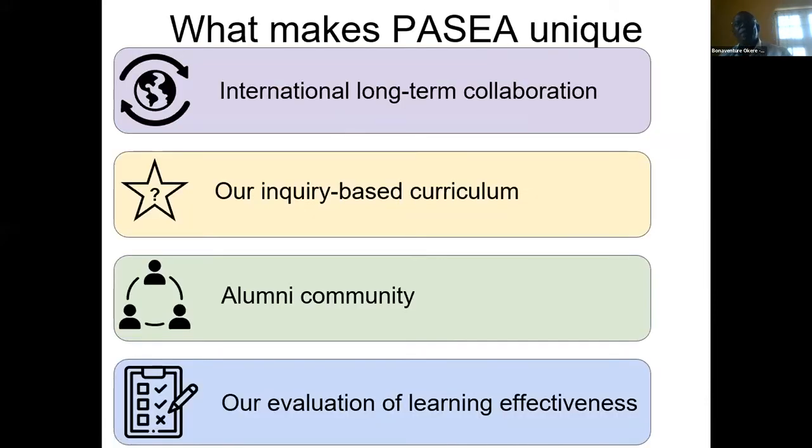Now, what makes PASI a bit different from other summer schools? There are others like the ECR, and even the DIRECT one is mostly for radio astronomy, and other schools have been organized in different countries. We have an international long-term collaboration. Since we started in 2013, our collaboration has remained intact from across the globe. And then our unique inquiry-based curriculum, which makes the school more practically oriented, and then the alumni community, and follow-up. So that's what makes it unique.